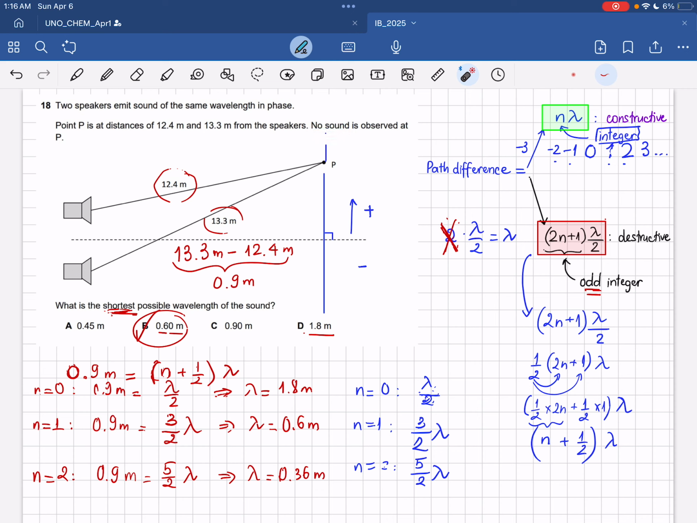So once again, remember this is the form: either half an integer of the lambda, or an odd integer times lambda divided by 2. Okay, thank you, good luck.